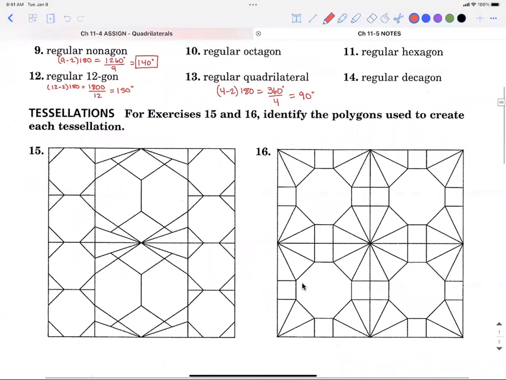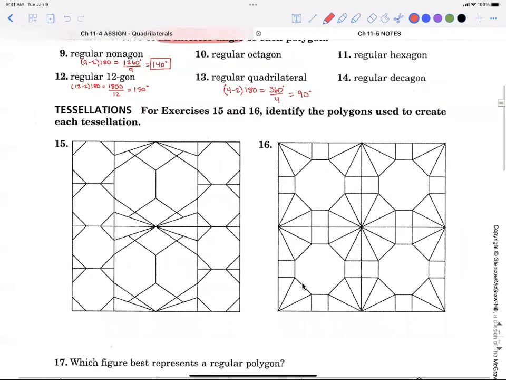This is called a tessellation. That just means it's a repeating pattern. Really, the only thing we need to do with this is identify what polygons we can find in there. I will tell you on this one, there are 4 different ones we should be able to identify. Can anybody tell me what one of them would be? Blake?